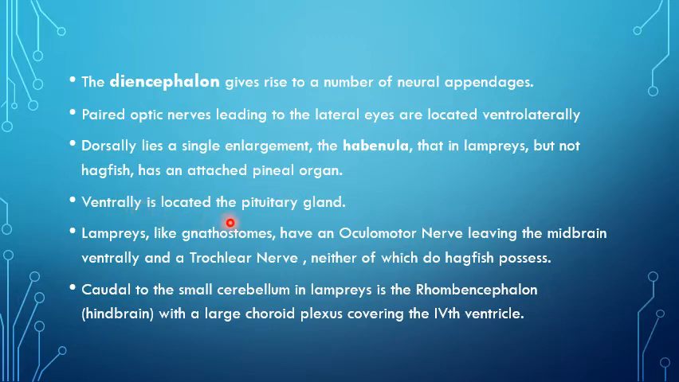On the ventral side there is the pituitary gland, and lampreys have an oculomotor nerve which leaves the midbrain ventrally, and a trochlear nerve. On the caudal side of the small cerebellum in the lampreys, the rhombencephalon is present, which has a large choroid plexus covering the fourth ventricle. The choroid plexus is a plexus of cells which secrete cerebrospinal fluid.